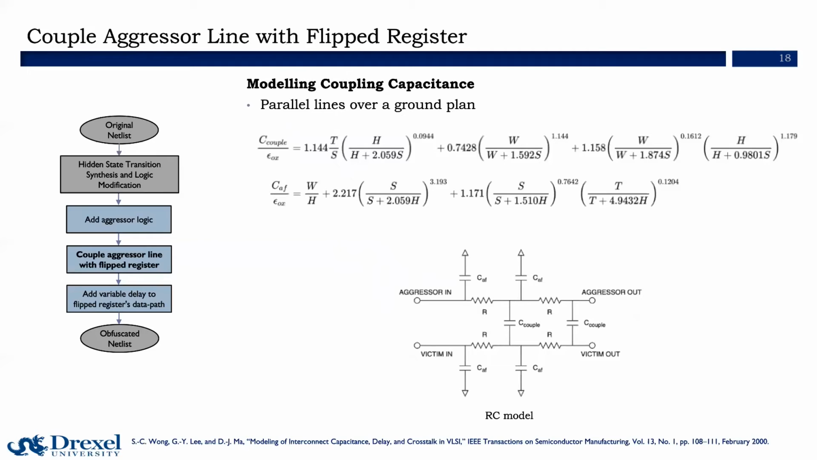Next, the aggressor line is coupled with flipped resistors. In our experiments, a closed form coupling capacitance model is used to estimate coupling and ground capacitance based on interconnect length, height, width, and spacing. The estimated capacitances are then used in a pi model to simulate the effect of the coupling capacitance. Finally, delay elements are added to make any necessary adjustment.